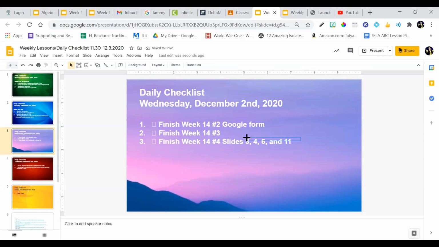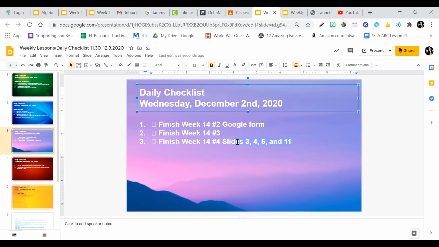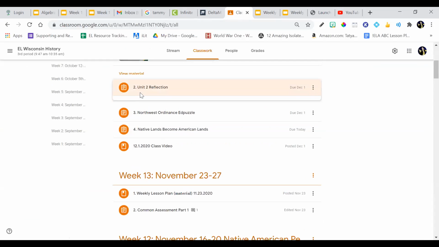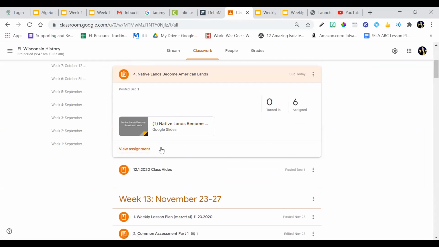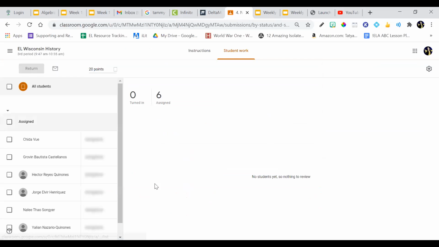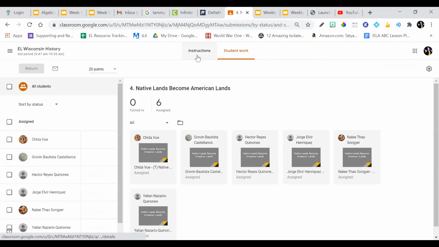So that was these slide numbers, 3, 4, 6, and 11 for number 4 this week. Finish number 3 this week and finish the Google form for number 2. If we don't remember, here's 1, here's 2, here's 3, here's 4. Today, what we're going to do is finish the last part of these slides. We're going to do a little bit together, then I'm going to give you guys time to work. So I'll bring up these here for you guys to see that you are in your slides. Okay, this is number 4 for week 14.